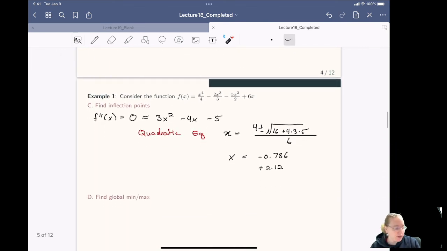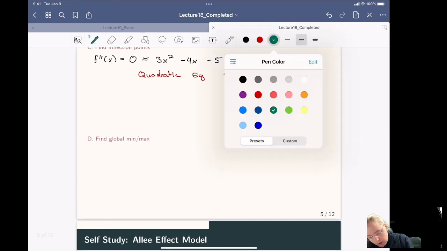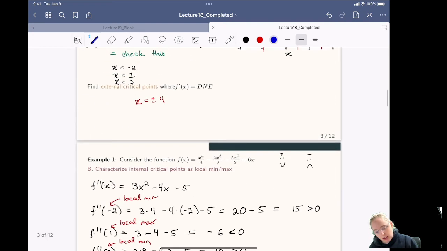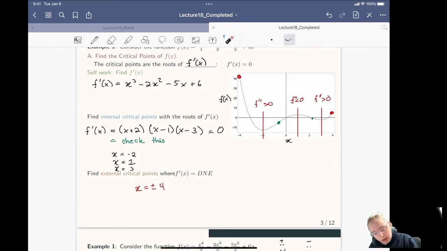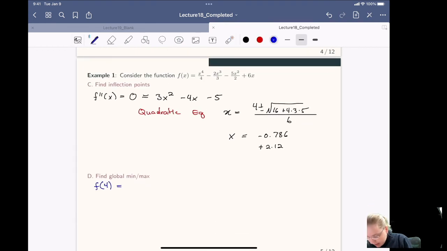We found the inflection points. Let's go find the global maxima and global minima. How do we do this? Well, we have to evaluate the function at all of the internal critical points and the external critical points. So we have values such as f of 4, which is our rightmost edge over here, and this comes out to being equal to 5.33. Okay, we have f of 3, that was one of our internal critical points.